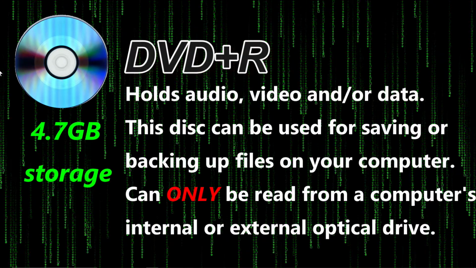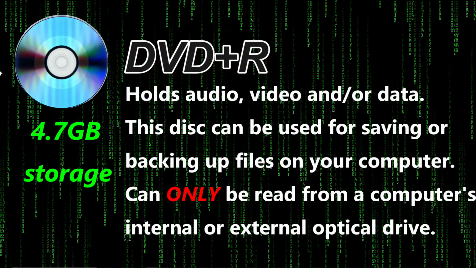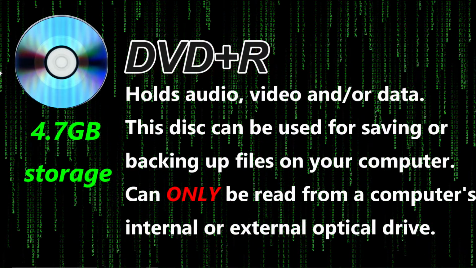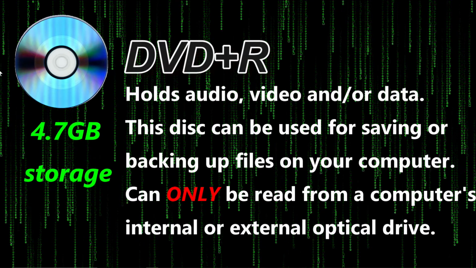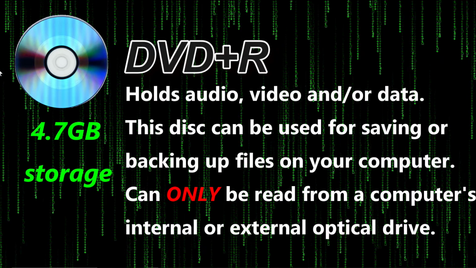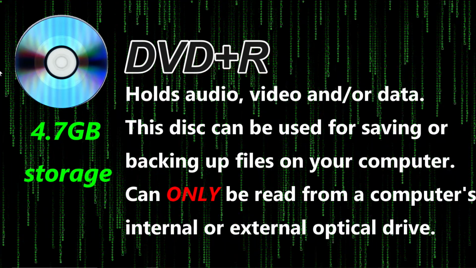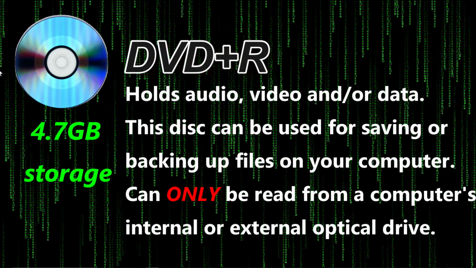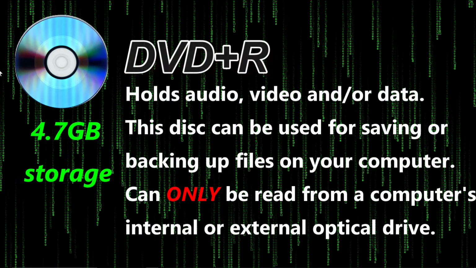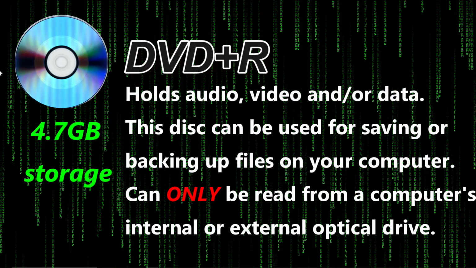Let's start with the first media type, DVD plus R. DVD plus R can hold audio, video, and or data. This disc can be used for saving or backing up files on your computer. The total amount of data and or video that can be stored on this disc is 4.7 gigabytes. This disc can only be read from a computer's internal or external optical drive and not from a DVD player that connects to your television.